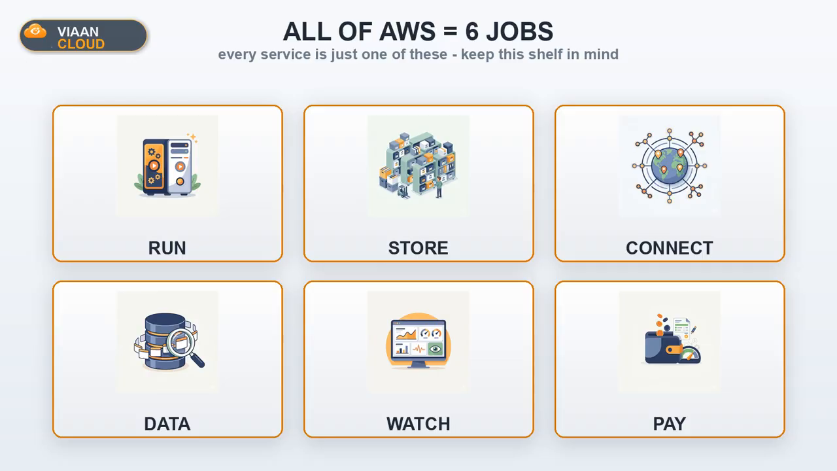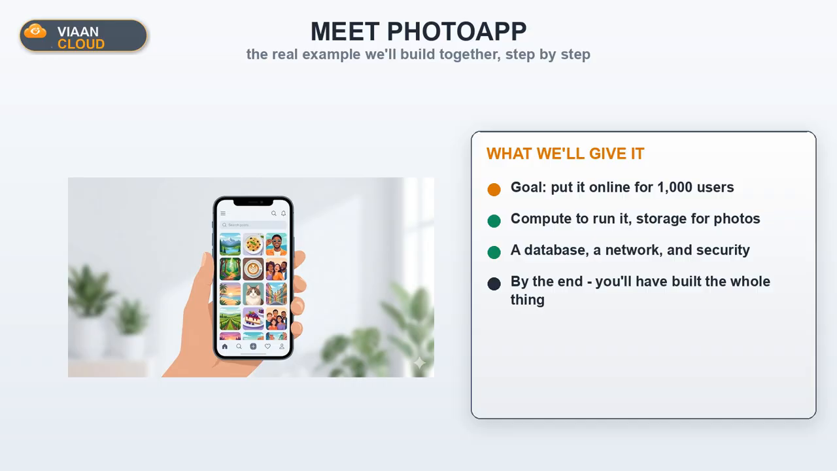Here's the whole cloud on one shelf. Every AWS service, and there are hundreds, is really just one of 6 jobs. Run your code, store your data, connect things on a network, remember data in a database, watch what's happening, and pay for it. Keep this shelf in your head, and every new service just drops onto a shelf you already know.